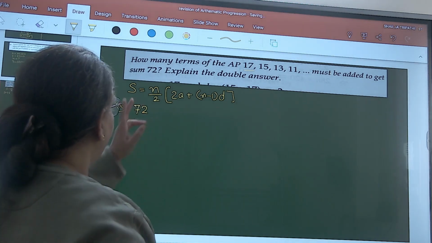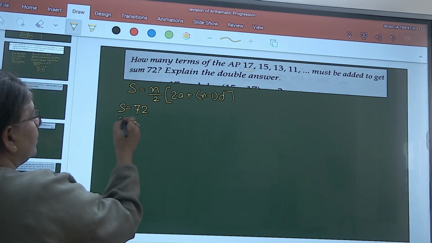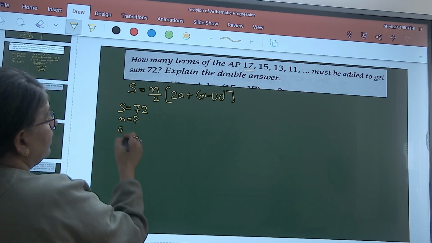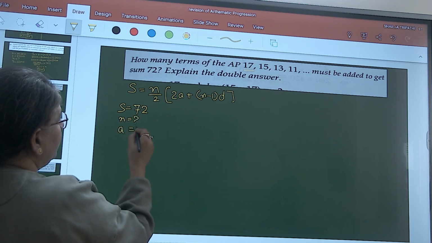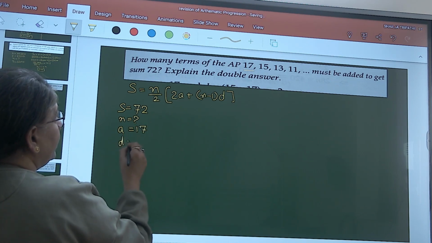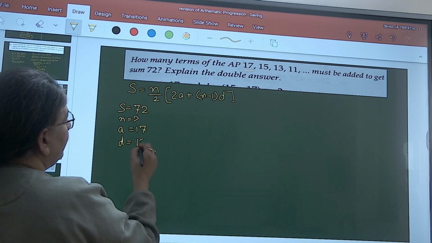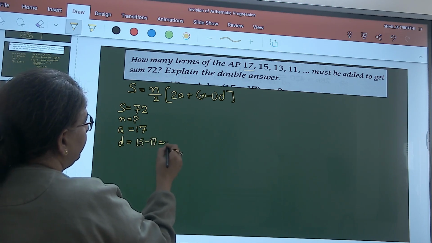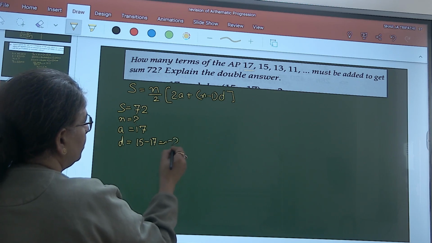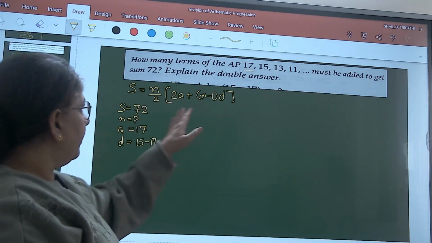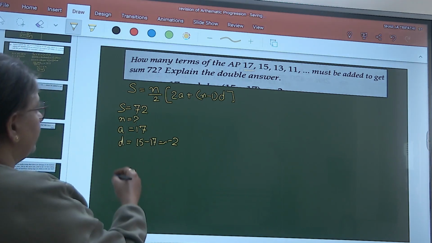We have to find n. So n is unknown. a is the first term of the series, that is 17, and common difference d is 15 minus 17, that is minus 2. So we'll put all these values in the formula and find the value of n.